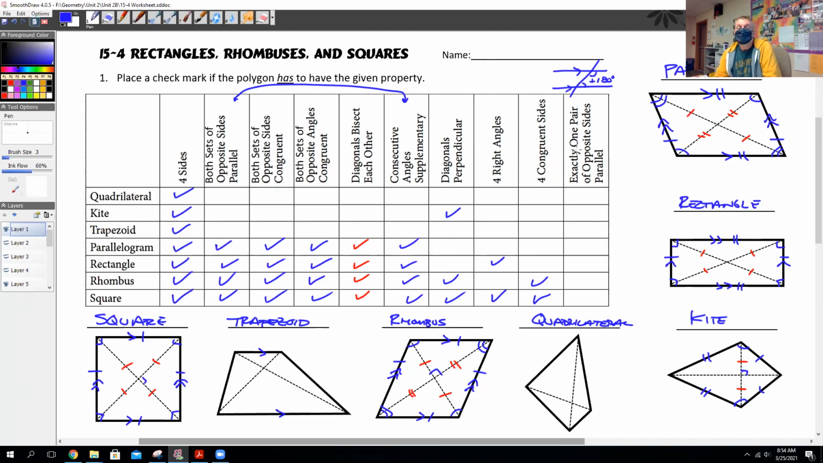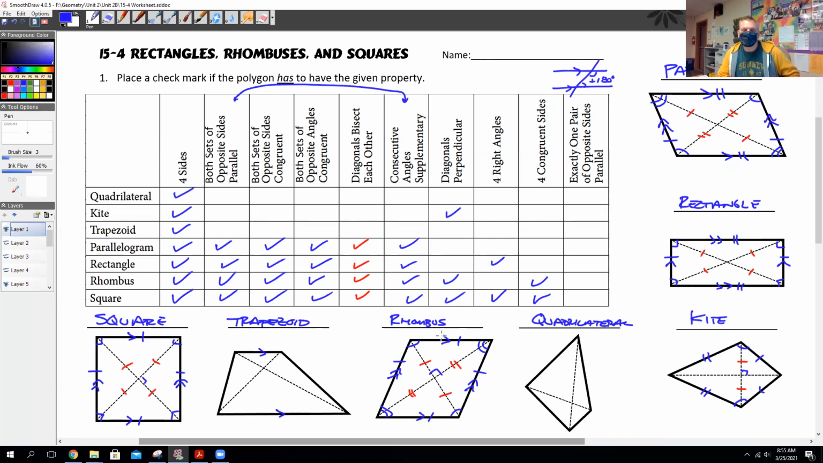Sorry. Exactly one pair of opposite sides are parallel. Now this is different. Exactly one pair of opposite sides are parallel. So both sets of opposite sides here are parallel. Are either of these, do we have exactly one that's parallel here? Neither of those are parallel. Quadrilateral, you don't have anything going for you besides your 4 sides.